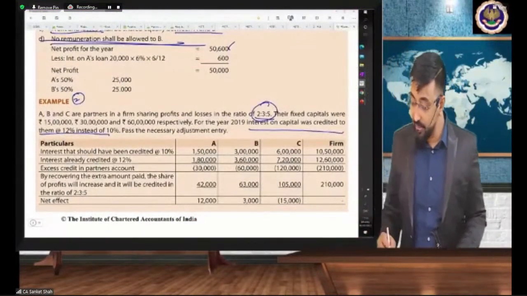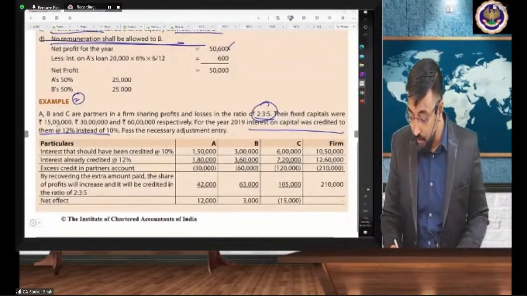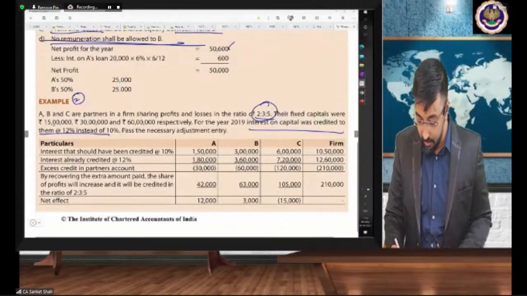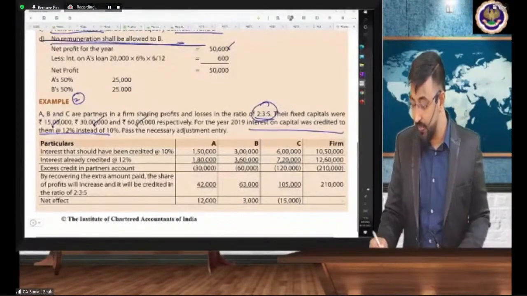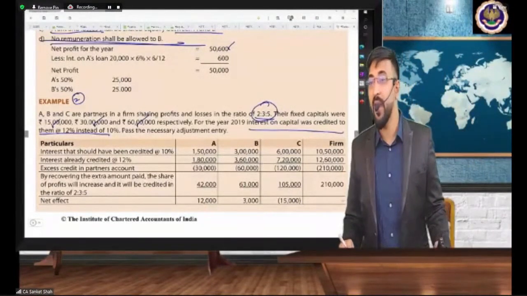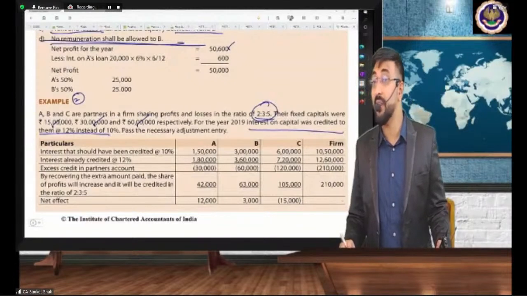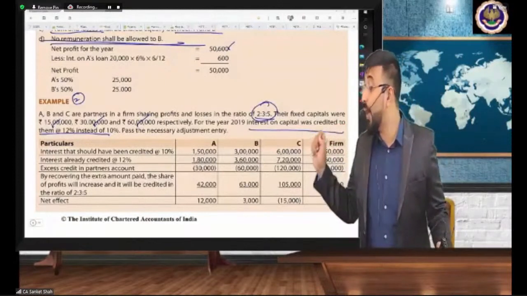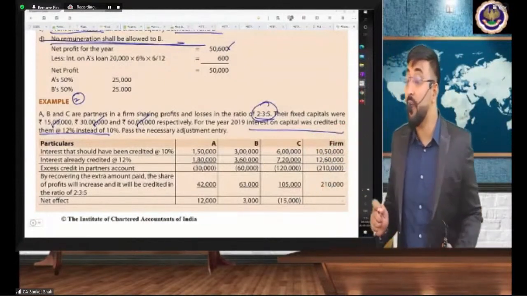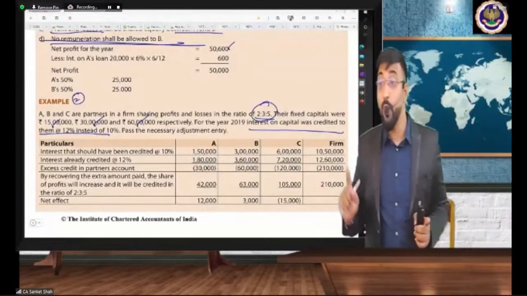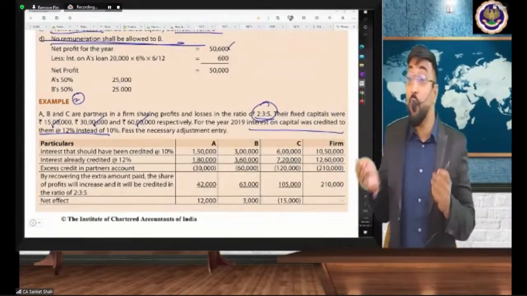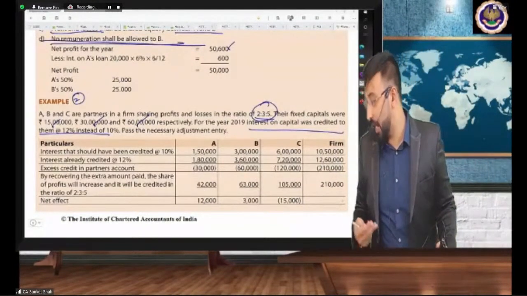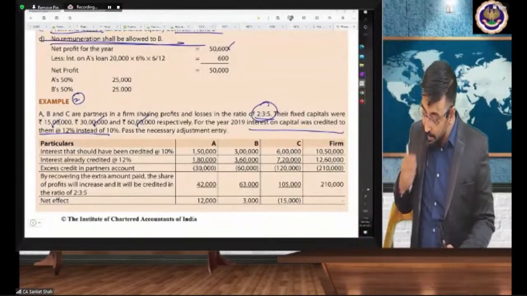So what is the fixed capital? Yes, beta. What is fixed capital? Pay attention, increase your concentration level. 15 lakhs, 30 lakhs, and 60 lakhs. Now tell me what is the interest rate we already charged. Interest rate we already charged is 12%. And what is the interest rate that we should charge? 10%. So we already charged 12% and we should charge 10%. Okay. So we charged 2% extra. Correct?